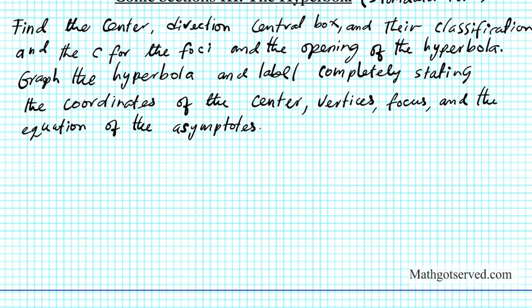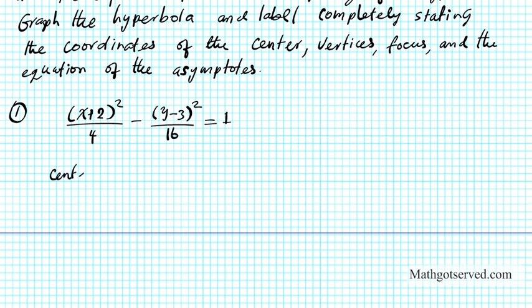Alright, so let's go ahead and take a look at the first example we're going to do. Example number 1, we have the hyperbola in standard form given by the equation (x+2)^2/4 - (y-3)^2/16 = 1. Alright, so first thing we're going to do is find the center. To find the center, we'll just take the opposite of the number next to the x, which is -2, and the opposite of the number next to the y, which is 3. So there goes your center.